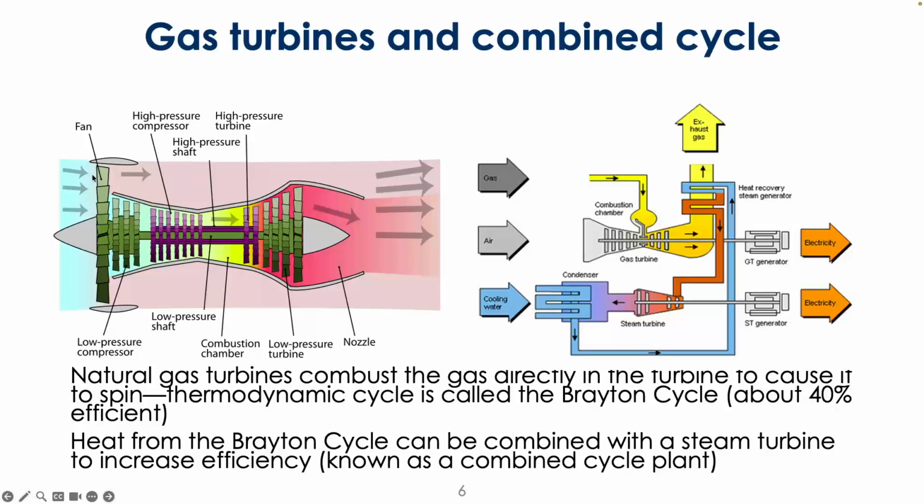This thermodynamic cycle is known as the Brayton cycle. It's a little bit more efficient, about 40%. And so natural gas turbines, with just this part of it, are more efficient than coal turbines.